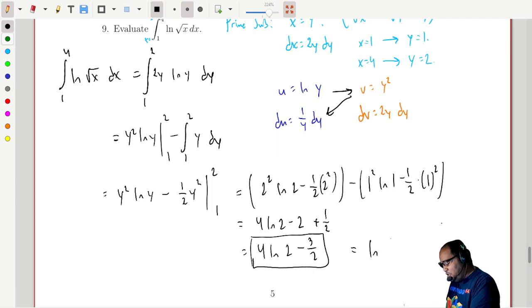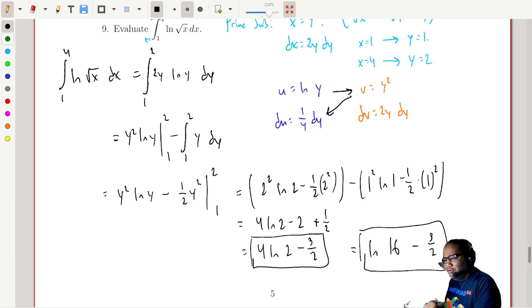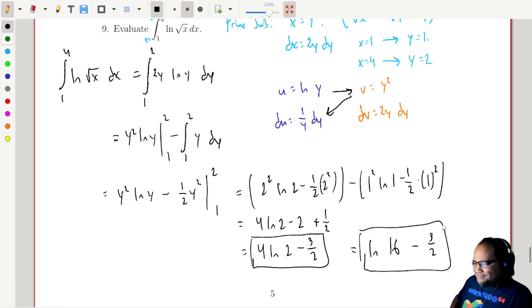Or if you want to be a little cheeky here, log 16 minus 3 over 2. Both are the same answer. Why? Because of that log power rule I mentioned from before. The first one is still just as good. Okay, so what did this demonstrate?